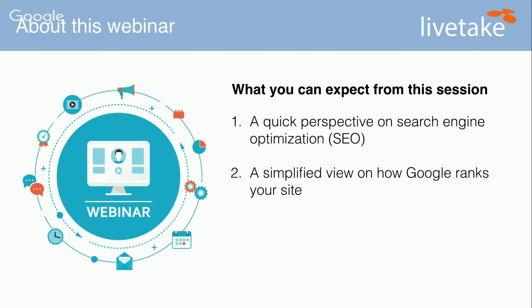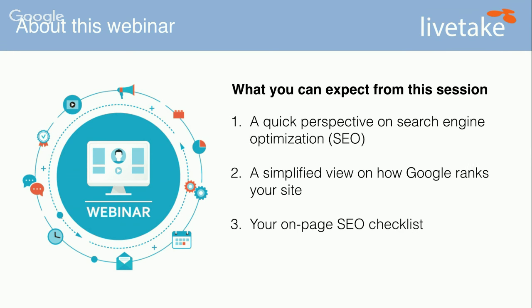So in line with this, we'll give you a simplified view on how Google actually ranks your site. So how Google works in a real simple way. Then we'll show you your on-page SEO checklist. So the things that you need to look for on your web pages to ensure that they rank well in search engines like Google.